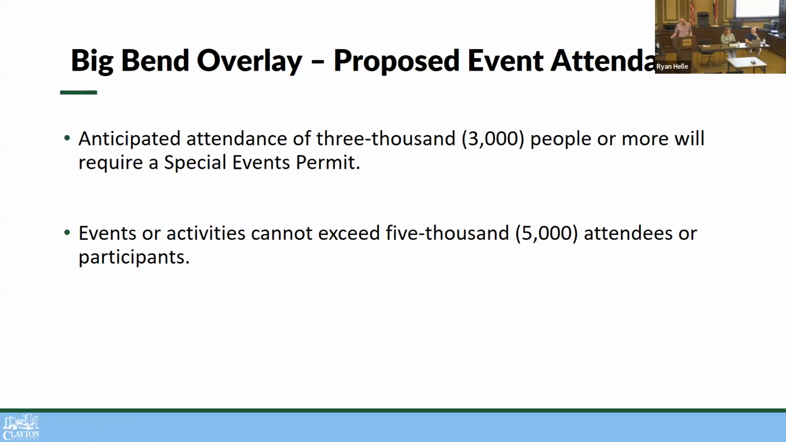And then we also have the second bullet here that's very clearly stated, and it's in the draft ordinance, which is events or activities cannot exceed 5,000 attendees or participants. So in no case could they go over that number. And just to give you an idea, 3,000 to 5,000 people is typically what we would get through the extent of like the wine festival that the city has. Jazz Fest, we see numbers in that 3 to 5 range.